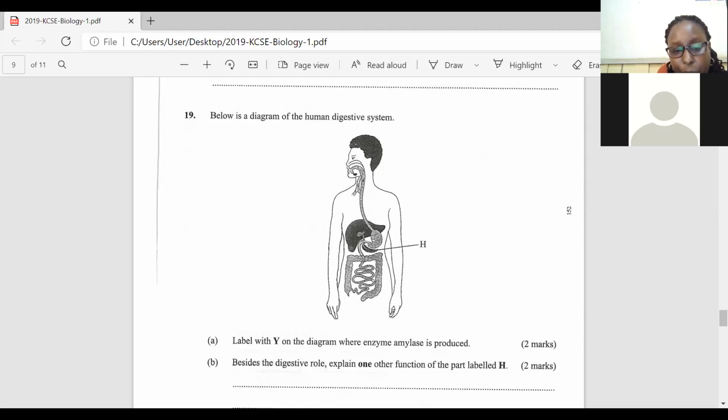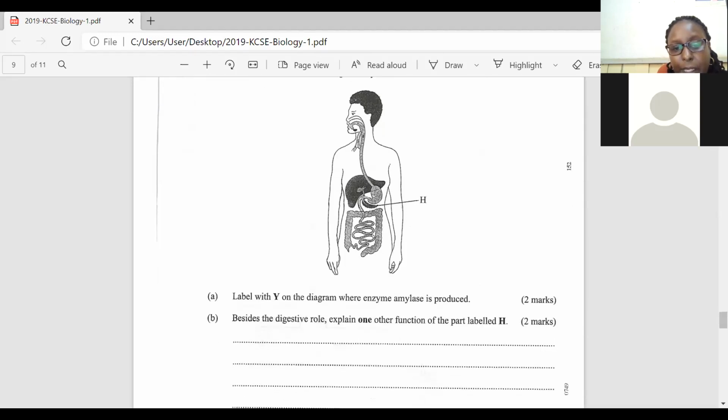So part A, the student was to label with letter Y where the enzyme amylase is produced. That would have the 2 marks. In such a case, the student would label the mouth of that person Y. Then we would also have the other one pointing out the pancreas. In the pancreas, we would have the pancreatic juice, having the pancreatic amylase.